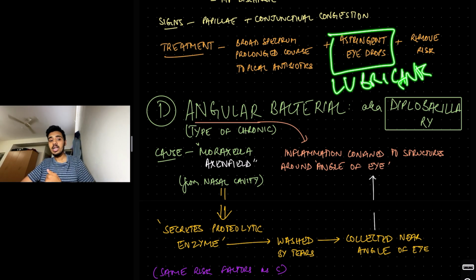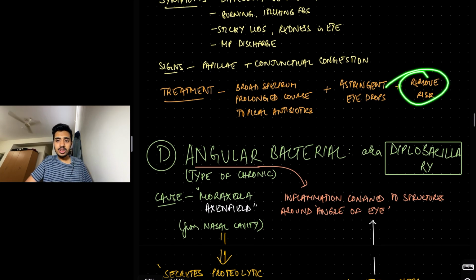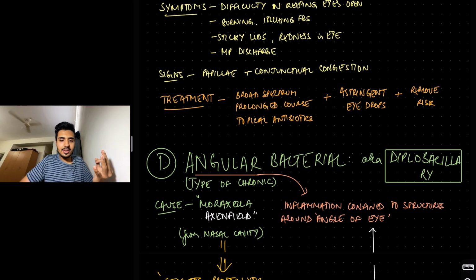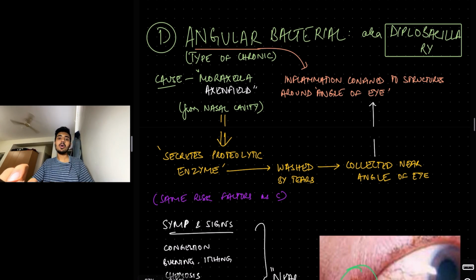Okay, that is one thing. And the main thing is to remove the risk factor. What is the risk factor? Chronic local irritation, chronic exposure to irritants, and chronic eye strain. So remove the risk factor: correct the refractive error, remove the foreign body, surgically correct the trichiasis, reduce exposure to irritants, etc. Now, let's come to a special type of chronic bacterial conjunctivitis known as angular bacterial conjunctivitis.